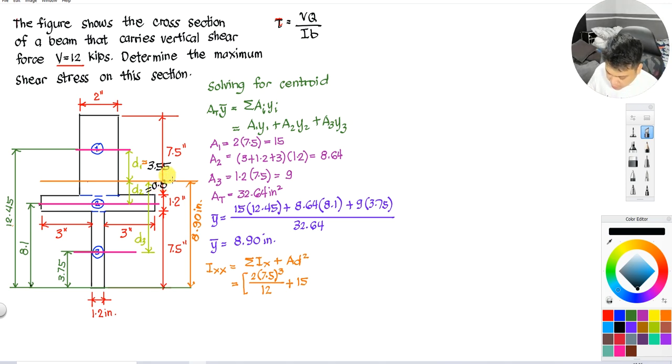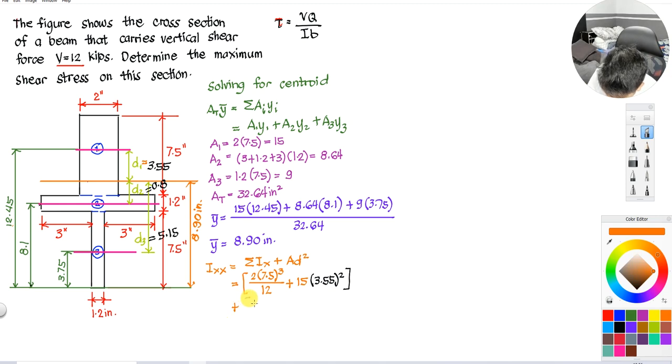Okay? And then, for the D3, mula dito is 8.9 and then mula dito is 3.75. So, yung difference nilang dalawa, that's 8.9 minus 3.75. So, that's 5.15. Okay, so those are the 3. So it means for the D1, I will have it as 3.55 squared. So this is now for the cross-section 1.